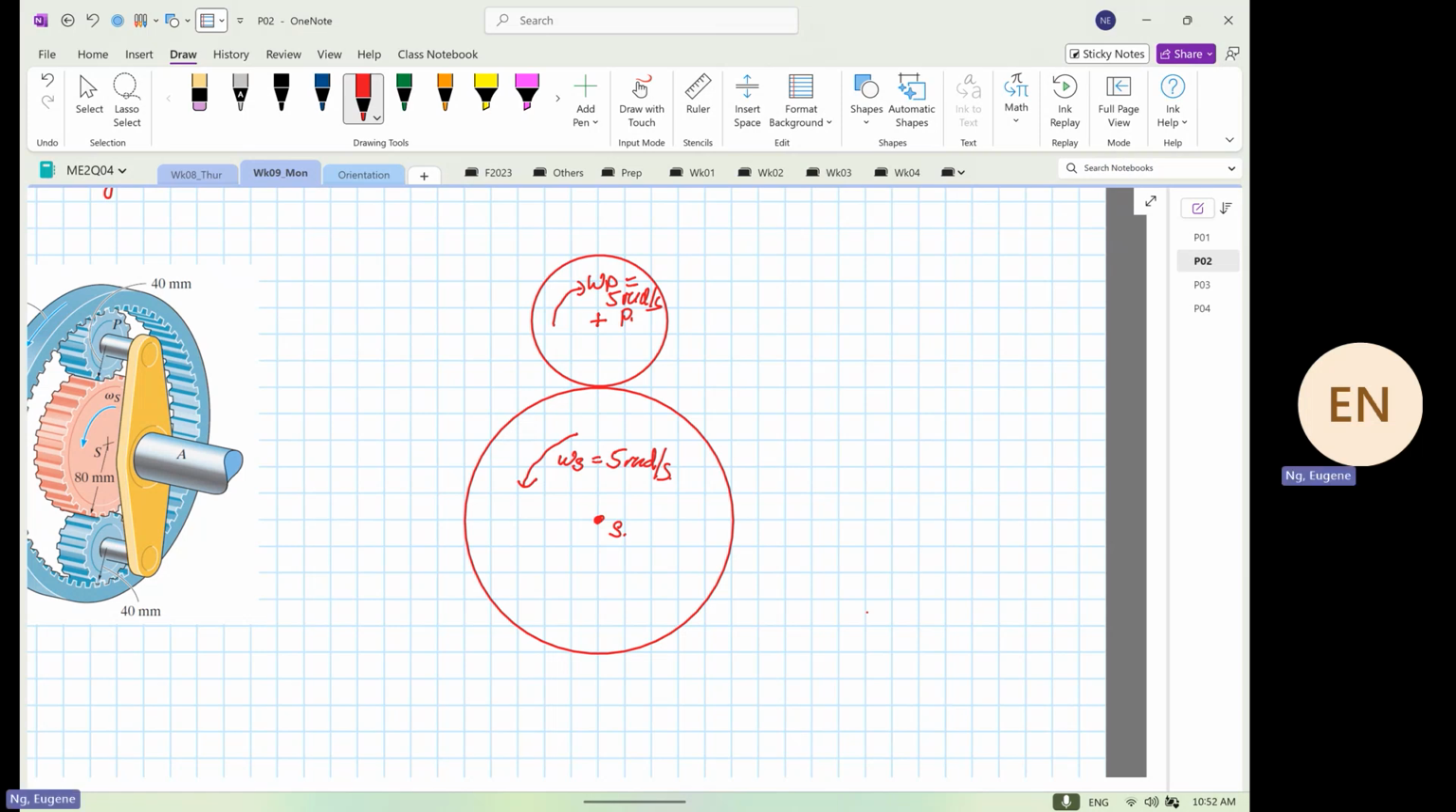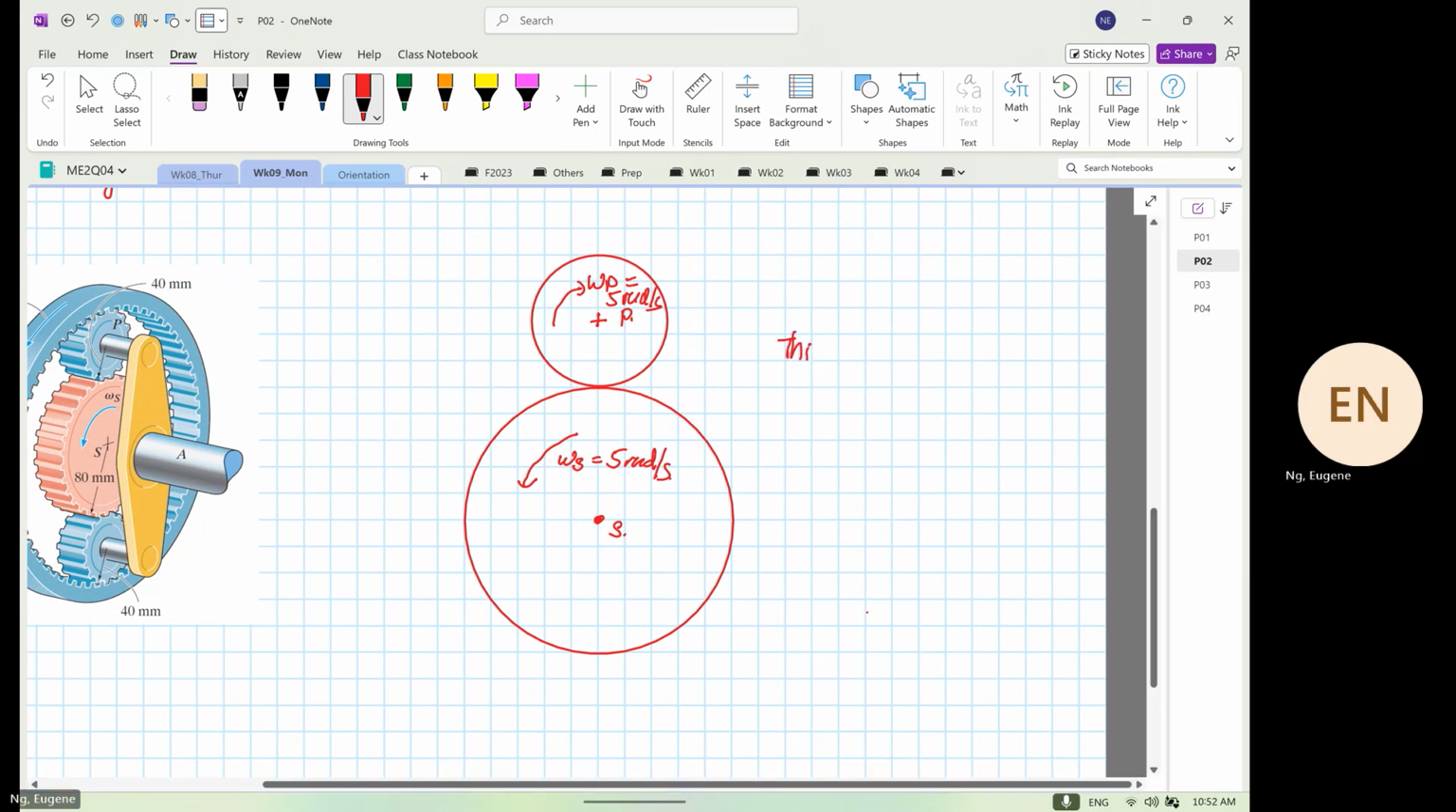Now, this is not possible when points P and S are fixed over time indefinitely. I made a mistake there. What does it mean?